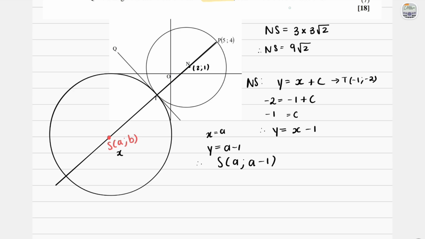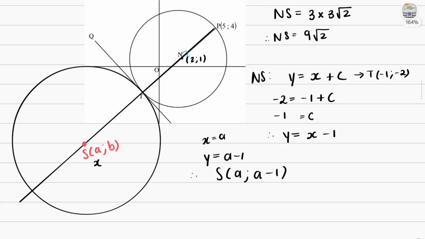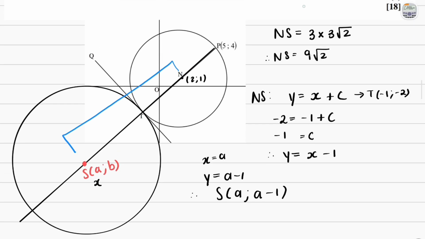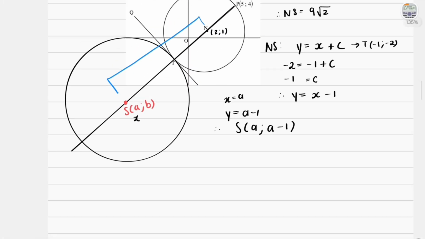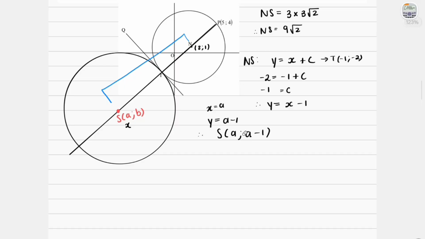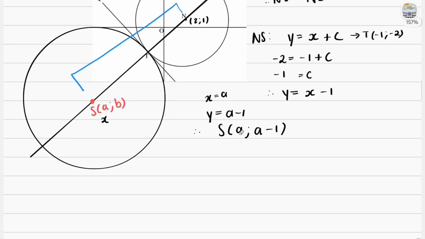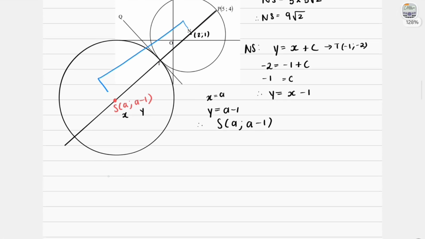Okay, now all we need to do is use it like this. We can use the distance formula. NS, we already know the length of that line. It's 9 square root 2. So we're going to use the distance formula, and we already know what NS is, but we'll substitute in place of N, 2 and 1, and in place of S, we'll substitute this a and a minus 1. So I'll just change this already to a minus 1 as the y value. Okay, distance of NS. So we'll say NS is equal to, let's just put the distance formula down first.